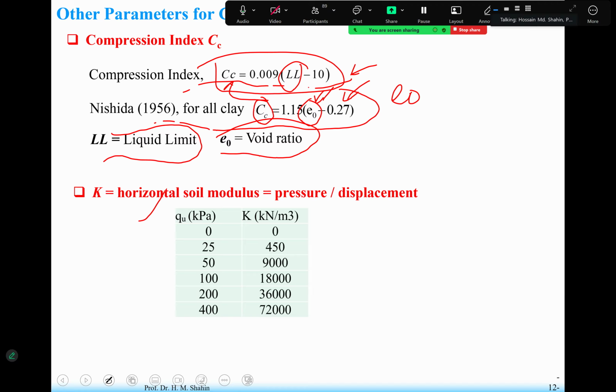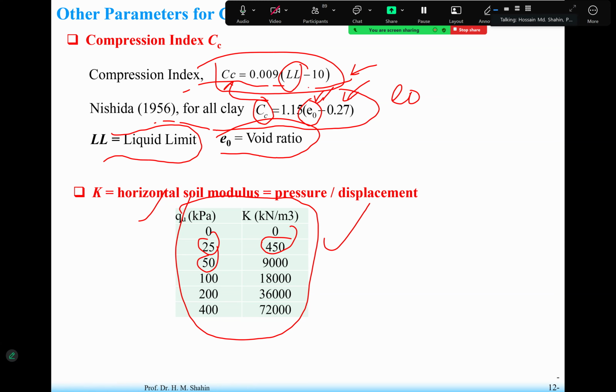Okay, so Q and K, horizontal soil modulus, we can get it. There is one relation of QU, that is unconfined compressive strength: it's 25, then K is 250. There are relations there. So these are the things that we need to know.